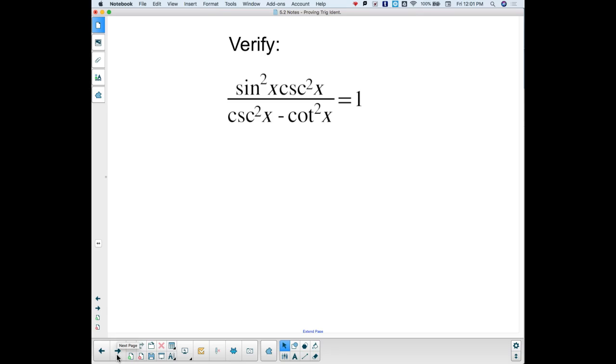Verify that one. Remember when we're verifying, we pick the ugliest side. So you should all be picking the one with the fraction. Yep. Remember, you take the ugliest side, you make it look pretty. Just like me.